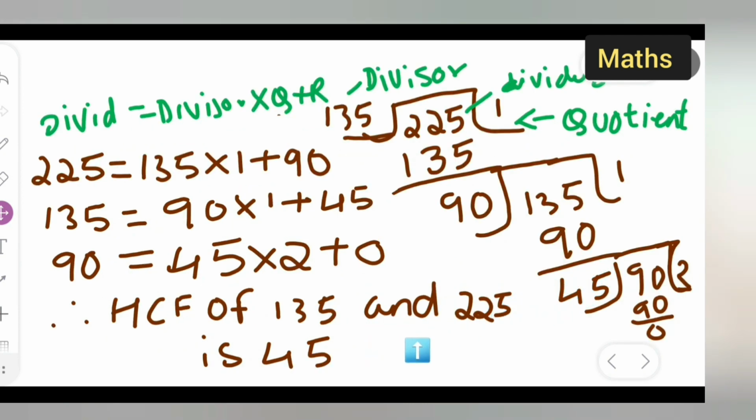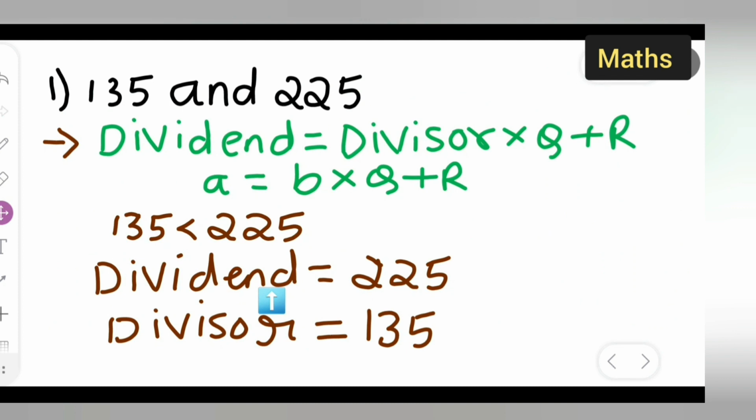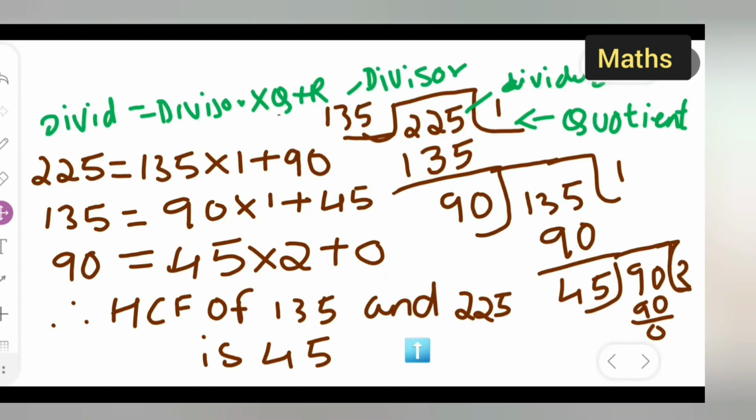I hope you have understood how to use Euclid's division algorithm to find the HCF of these two numbers, 135 and 225.